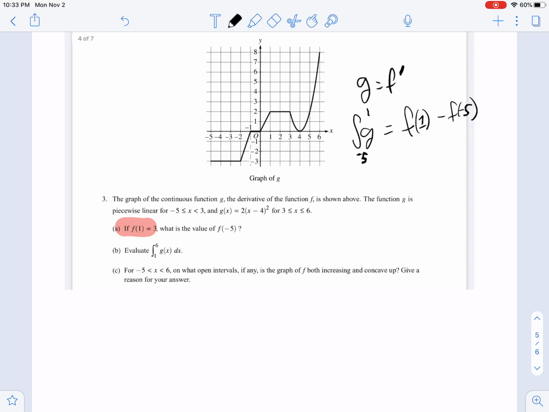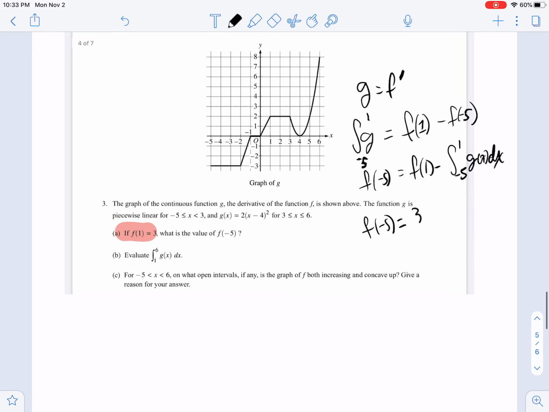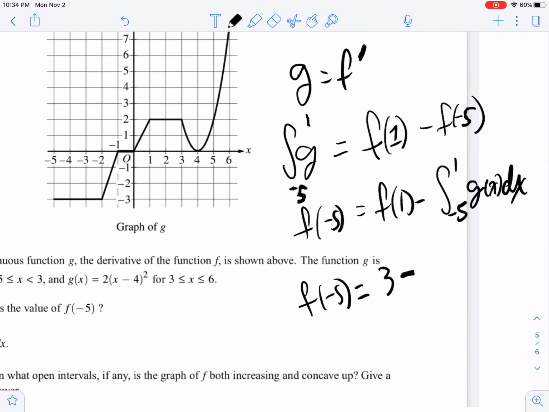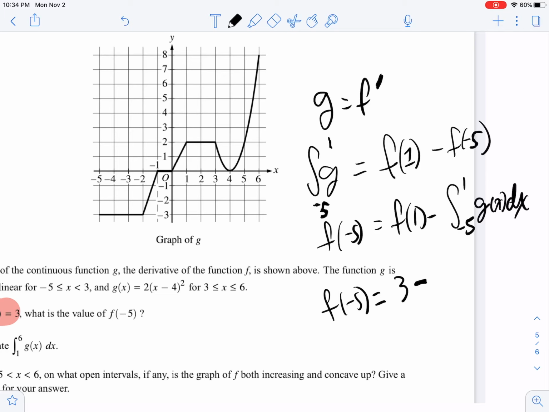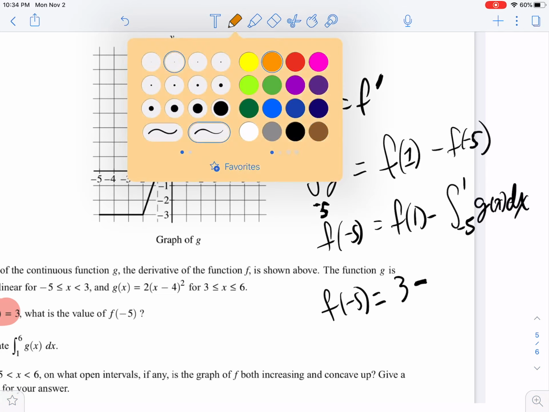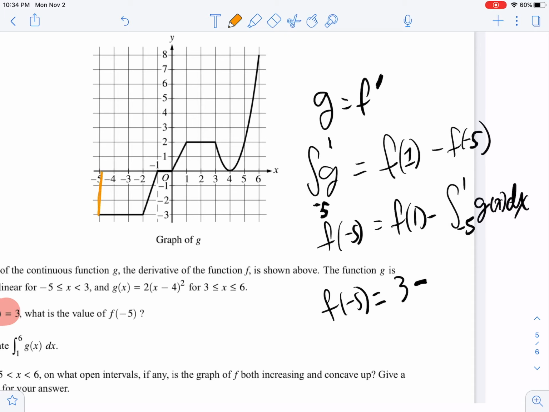Right, and now we can solve this a little bit. We want to get f of -5 by itself. So we have f of -5 is equal to f of 1 minus the integral from -5 to 1 of g of x dx. So f of -5 is equal to f of 1, which I know is 3, minus this integral. And this integral is just area under the curve stuff. I'm going to go from -5 up to 1. So from -5 to 1, it is this trapezoid, and up to 1 we would also have this triangle.